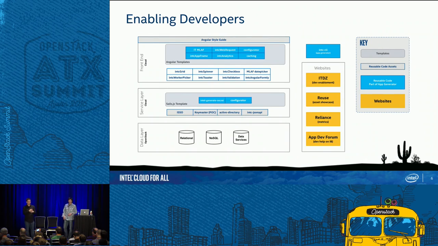Right. So to help enable our developers to do the right thing, we arm them with templates, reusable code assets. We can bundle some of those key functionality into app generators. And then we have supporting websites, where, again, they can get help when needed. They can get metrics on their assets. We can showcase some of the common reusable code assets that we have. And a place where they can go get their questions answered.